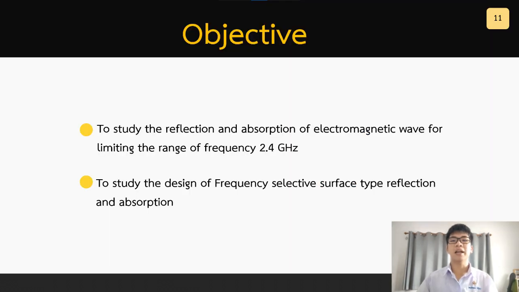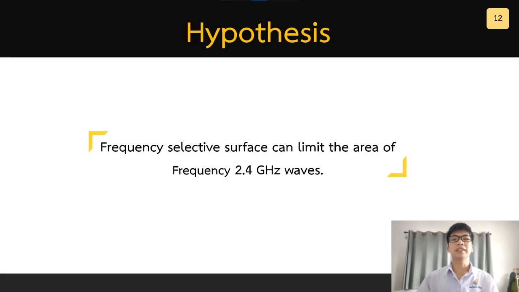Our objective is to study the reflection and absorption of electromagnetic waves for limiting the range of frequency 2.4 GHz. The second point is to study the design of frequency selective surface type reflection and absorption. Hypothesis: frequency selective surface can limit the area of the frequency 2.4 GHz wave.